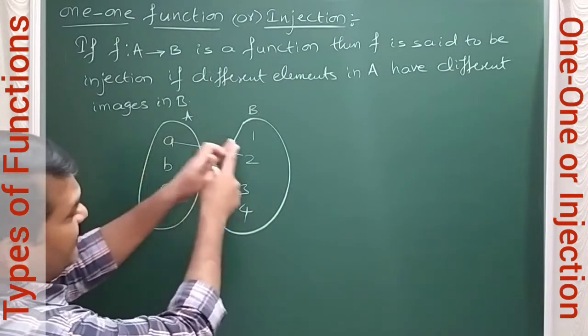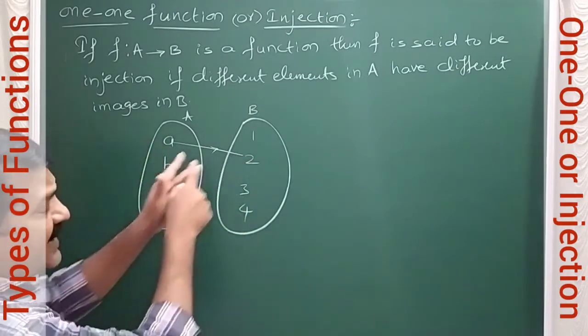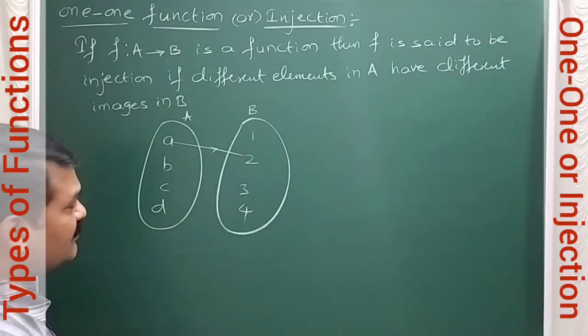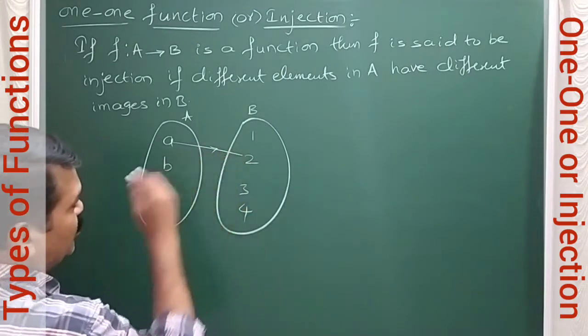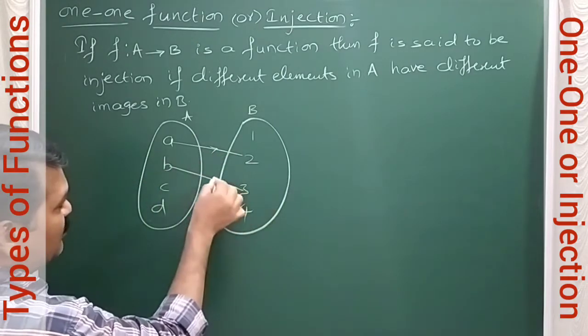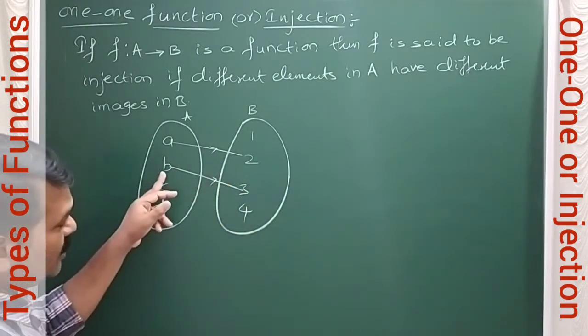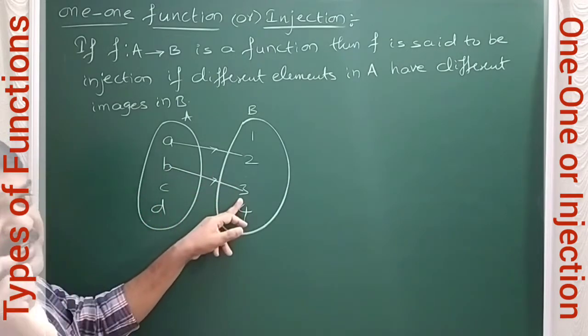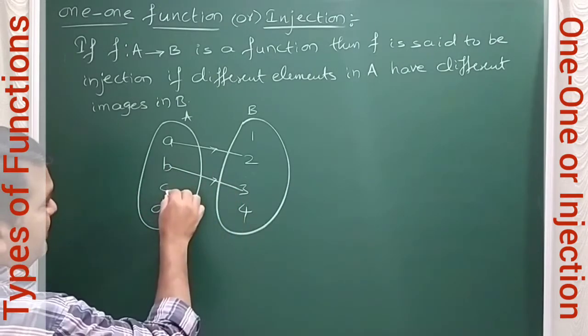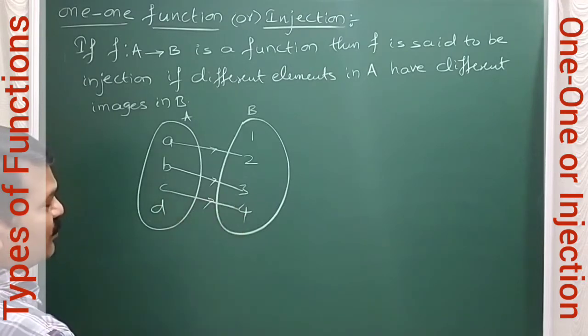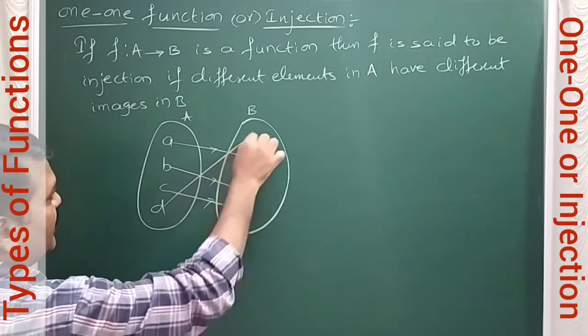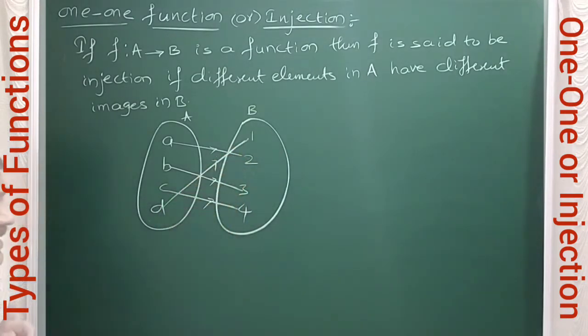So A has image 2. No other element can have image 2 now. So I cannot map B to 2. Let me map B to 3 now. No other element must be mapped to 3 now. So let me map C to 4 and D to 1. This is the meaning of different elements having different images.